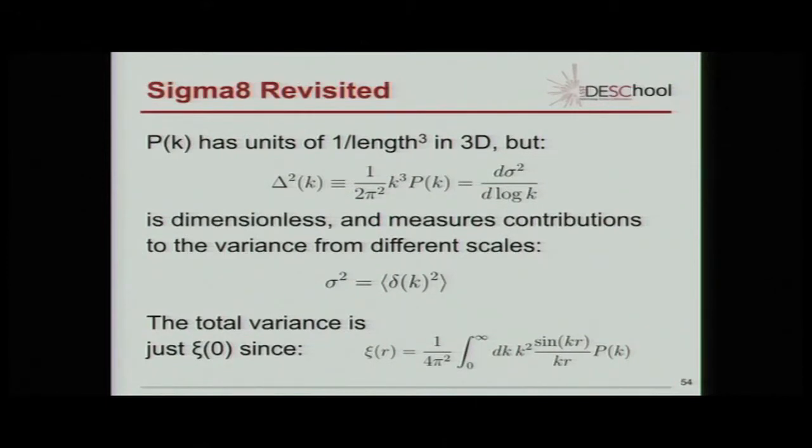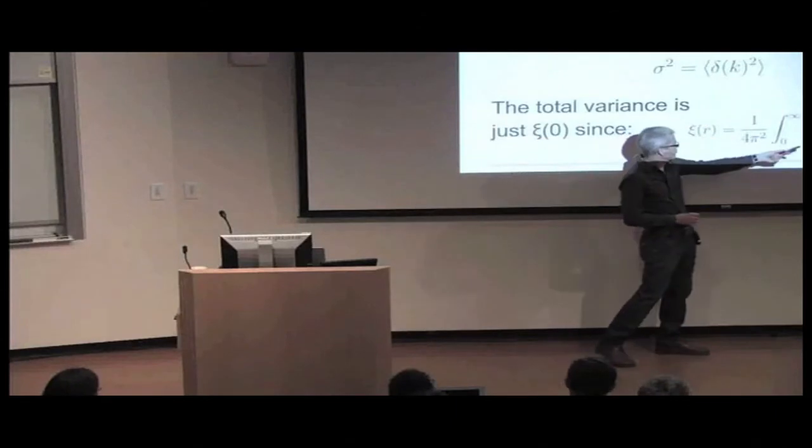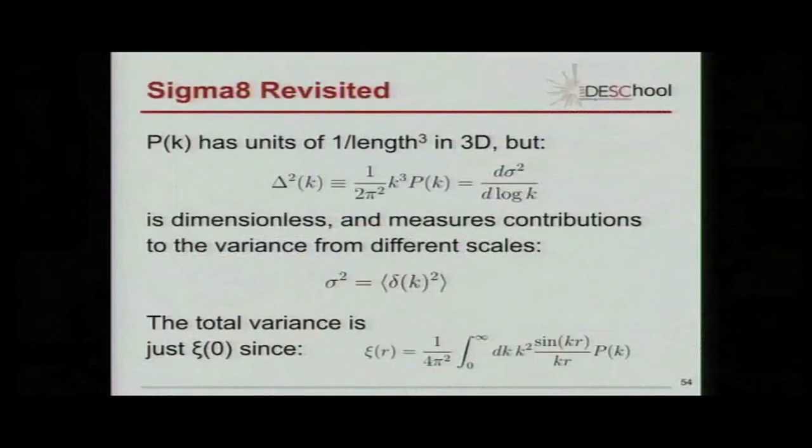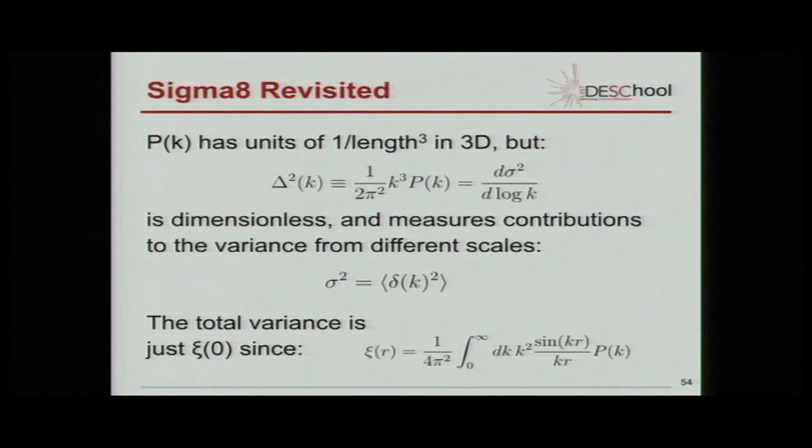By variance, I just mean here basically the delta squared as a function of k. That means, for example, if you look at this definition of the correlation function as a Fourier transform of the power spectrum, and plug in R of 0, sin x over x is 1, so we just have exactly the integral of that whole thing up there. So the correlation function evaluated at R equals 0 is just mathematically the total variance of the fluctuations in your field. So that's useful.